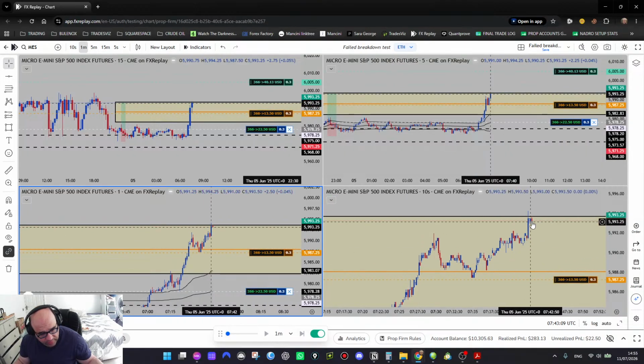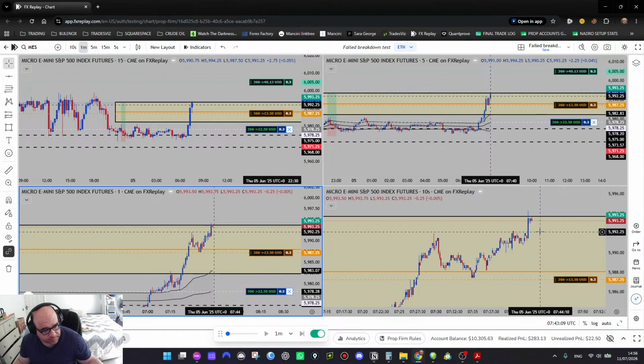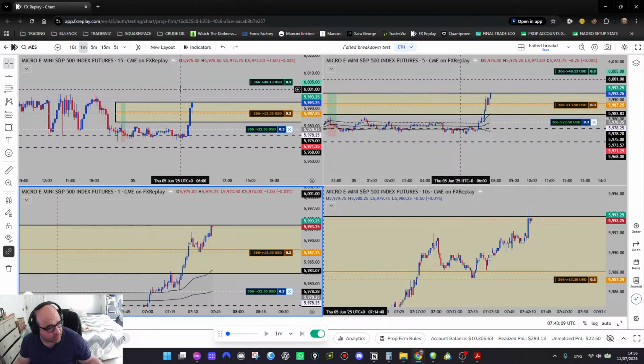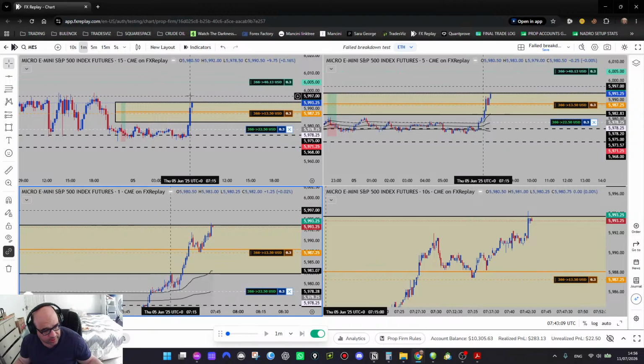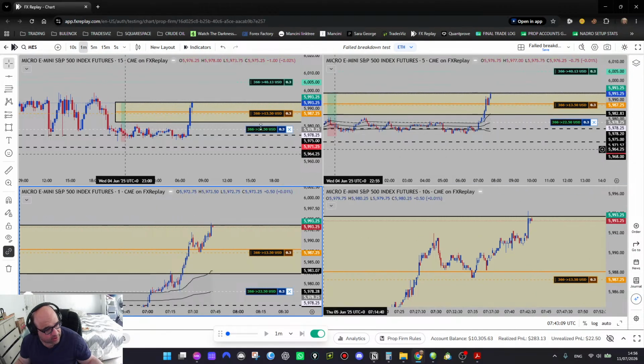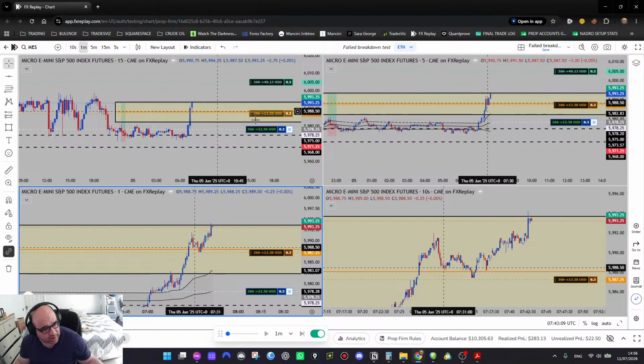Our TP2 is hit now. So I'm just gonna take a screenshot and save. And now we just have one runner, basically. I'm gonna keep my stop loss here. I'm just gonna leave a small runner just in case we hit these highs or maybe sweep them. We'll see how it goes.